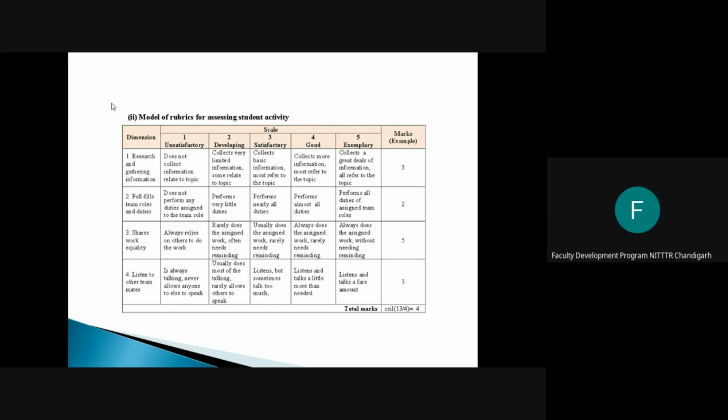And even NBA, when your institutions are going in for NBA accreditation, the NBA team actually wants that you should have some innovative method of teaching learning, innovative method of assessment. And why not make use of this rubric? The team will be very happy if you are making use of rubric in assessing the student. And the most important thing is that it will give you a lot of satisfaction that I'm assessing the student in a proper way, in an objective way, in an effective way. So that is the beauty of this rubric.